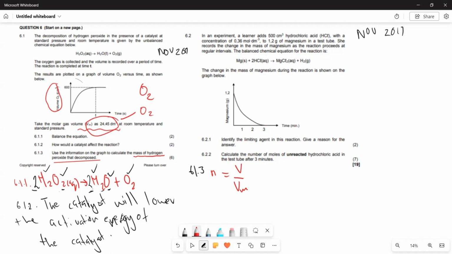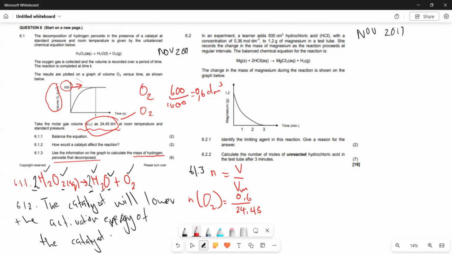So we are going to start by calculating the moles of our O2, because from this table we are given that the volume our O2 attains is 600 centimeters cubed. We divide 600 by 1,000 to get 0.6 decimeters cubed. Over that we have the molar gas volume, which is 24.45, the one that you are given.